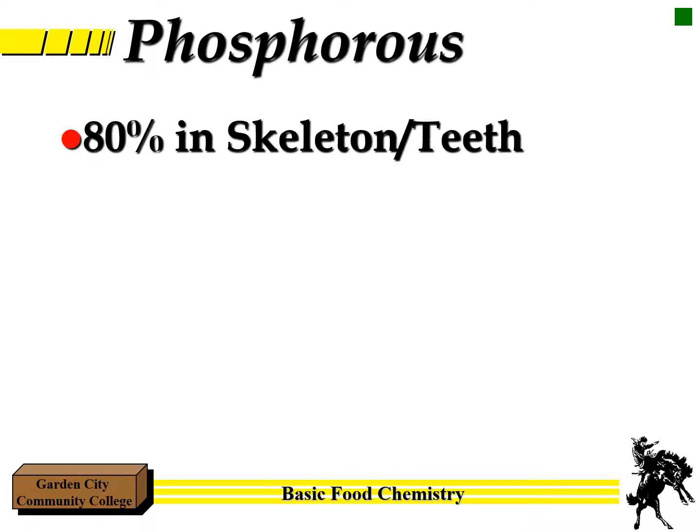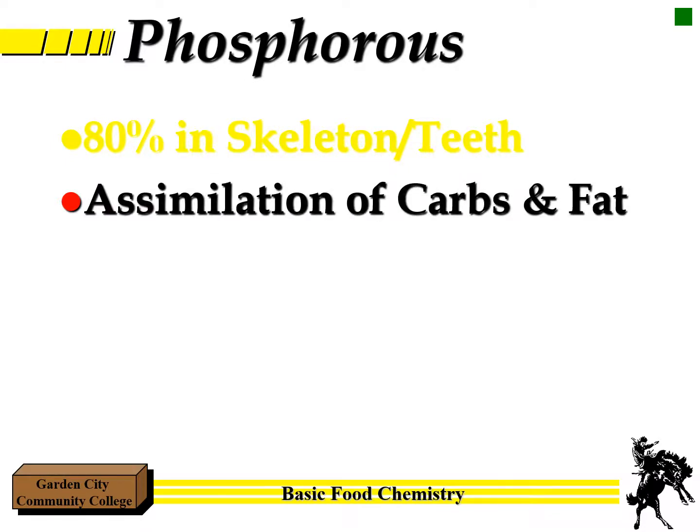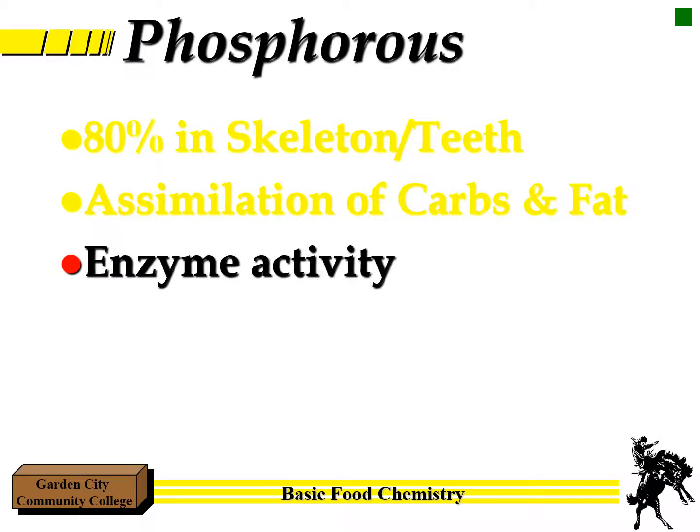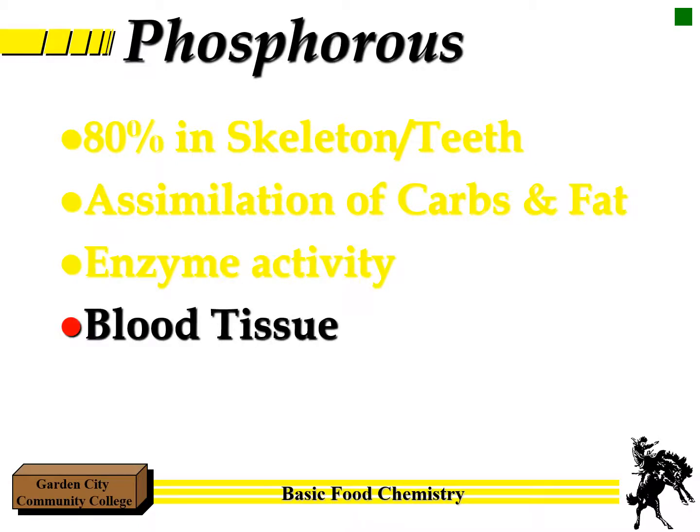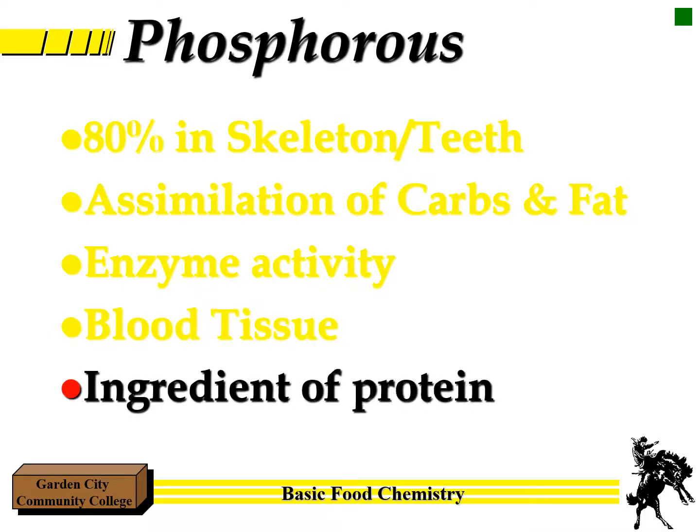And with phosphorus, about 80% is in the skeleton or teeth, so not as big a component as you find with calcium. But it helps with the assimilation of carbohydrates and fats. It also helps regulate enzyme activity within the body. It's a component of blood tissue. And occasionally we have those types of protein that have phosphorus and or sulfur. So it can be a component of protein, so muscle groups.